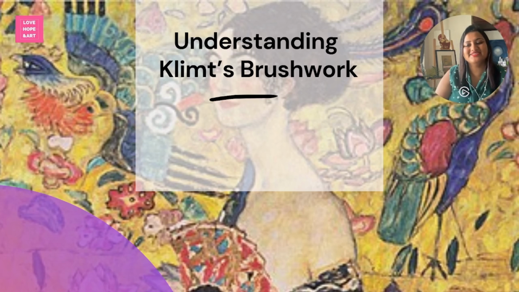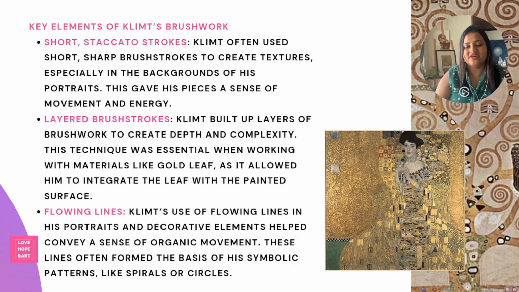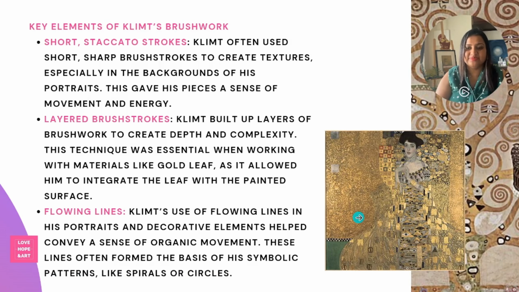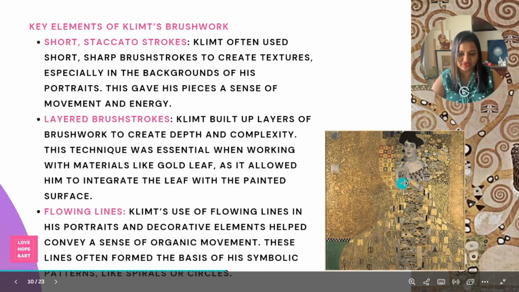Now to understand his brushwork, he created a lot of short staccato strokes. He often used short, sharp brush strokes to create texture, especially in the background. Here we can see how well detailed and textural the background is. And he layered a lot of brush strokes. He built up layers of brush strokes to create depth and complexity. And this technique was essential when working with materials like gold foil, as it allowed him to integrate the leaf with the painted surface.